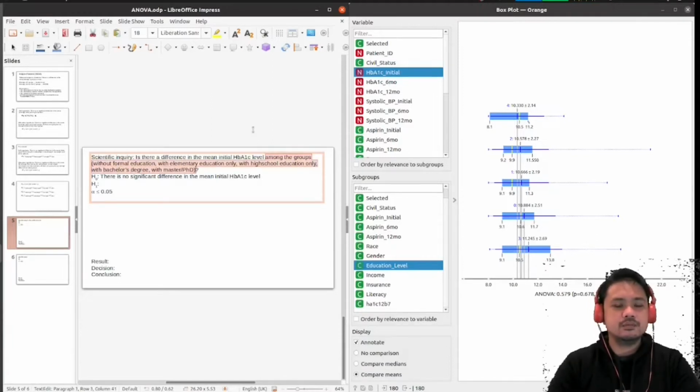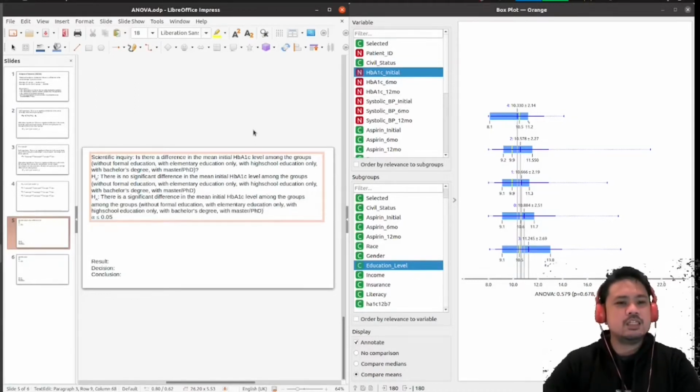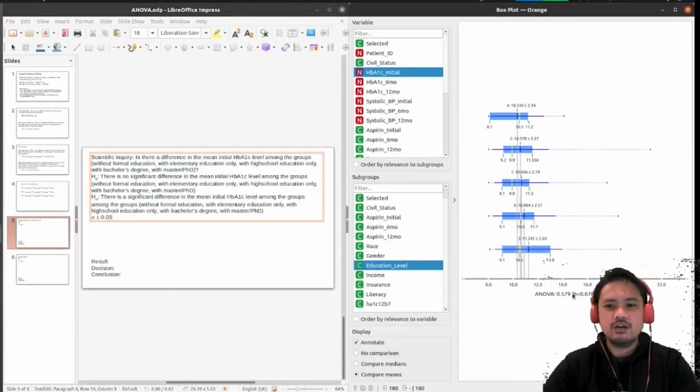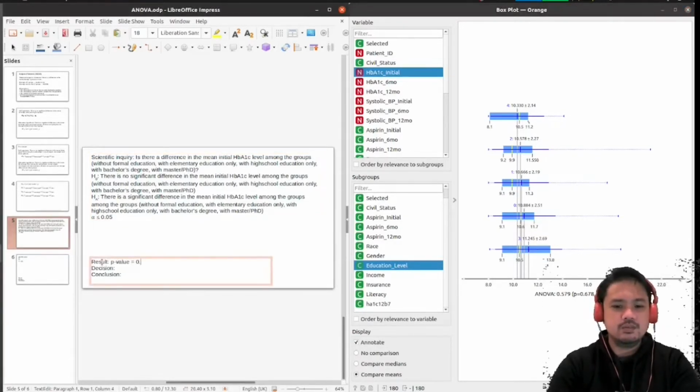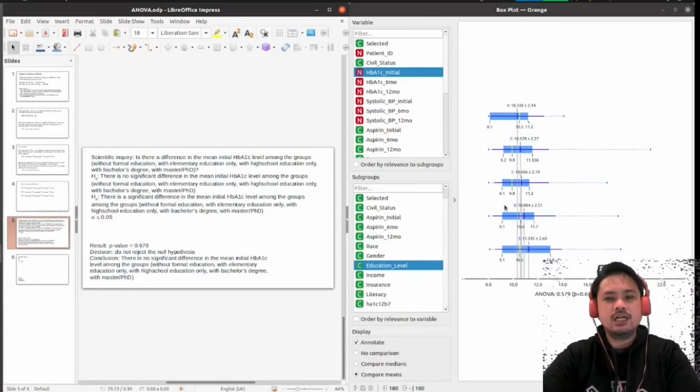Let us just copy paste this. Our alternative hypothesis will be there is a significant difference in the mean initial HbA1c level among the groups. Let us just copy paste this. Our threshold is alpha of 0.05. The resulting p-value that we have is 0.678. We will type here our p-value of 0.678. Do not reject the null hypothesis. We can conclude that there is no significant difference in the mean initial HbA1c level among the groups, so let us just copy paste the statement from above. We will try to do this in other variables and we'll fast forward the process.